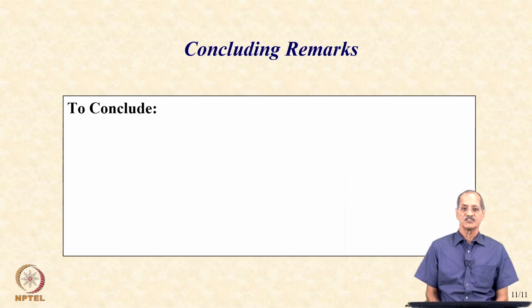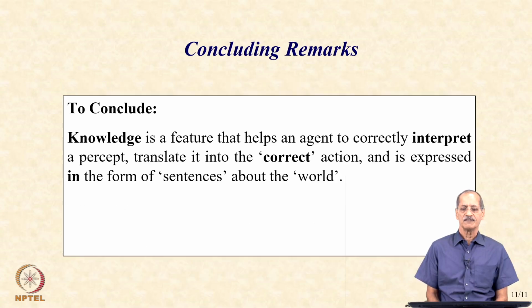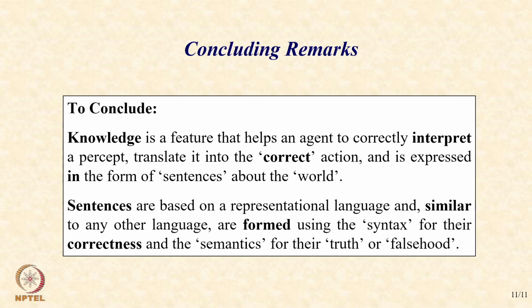So, to conclude this session, knowledge is a feature that helps an agent to correctly interpret a percept and translate it into correct actions, and is expressed in the form of sentences about the world. Sentences are based on a representational language and, similar to any other language, are formed using syntax for their correctness and semantics for their truth or falsehood.